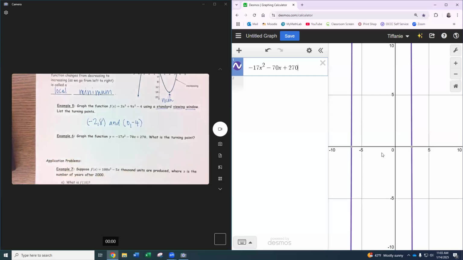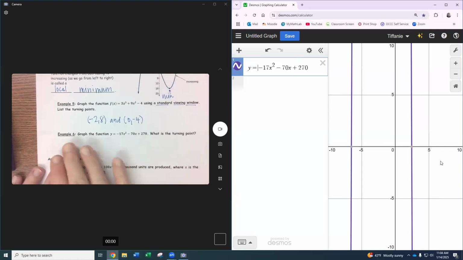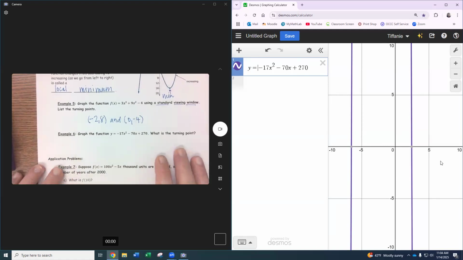Okay, and I need to know what is the turning point. Well, right here, I don't really need it, but let me go ahead and put in a y equals here. I don't see the turning point because my viewing window is off. And this one actually does not tell me what viewing window to use. So I need to play around with this.